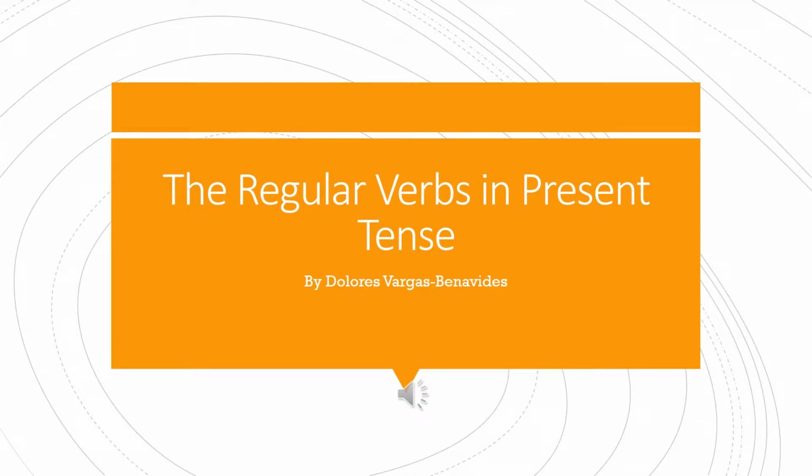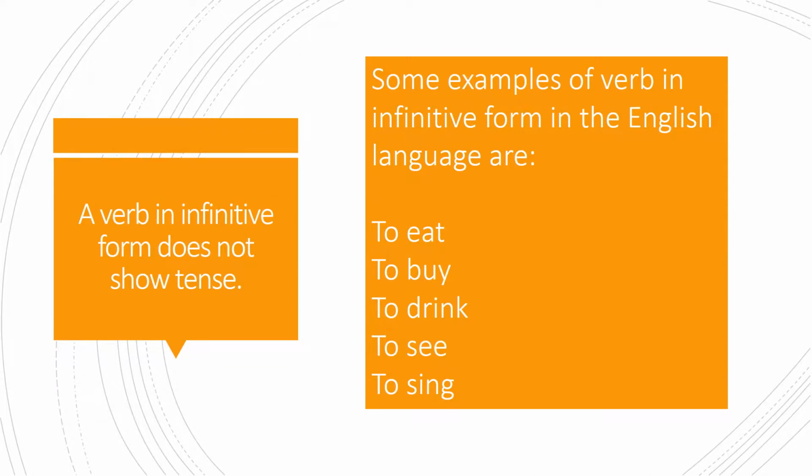The regular verbs in present tense. A verb in infinitive form does not show a tense. Some examples of verbs in infinitive form in the English language are to eat, to buy, to drink, to see, to sing.